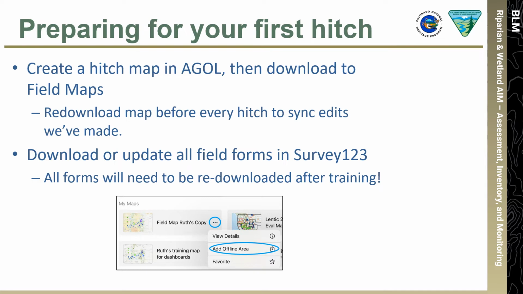Next, you should download or update all Survey123 forms as necessary. This will be particularly important after training. For training, crew leads should have downloaded all wetland training forms, but once training has been completed, all training forms should be deleted and the real wetland AIM forms should be downloaded. There may be small updates that occur after this initial download, but these will show up in a ribbon at the bottom of your Survey123 form menu when you're on Wi-Fi.